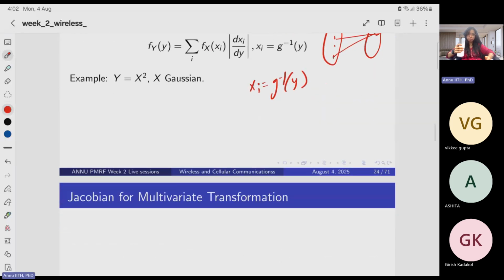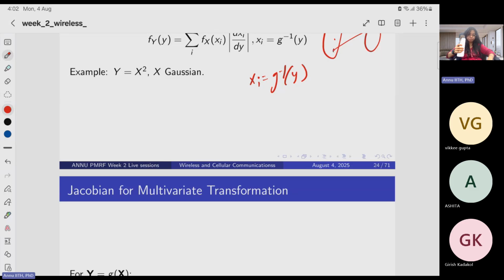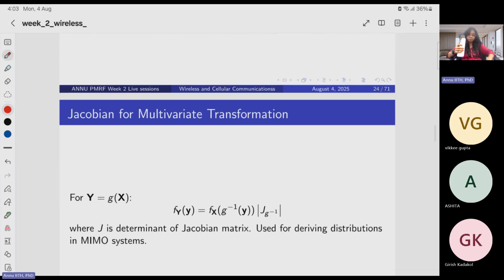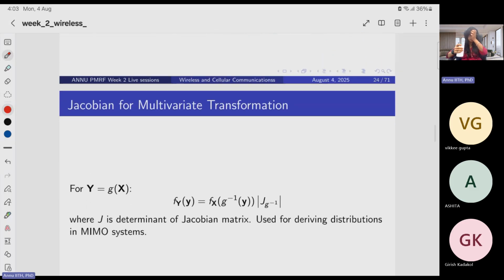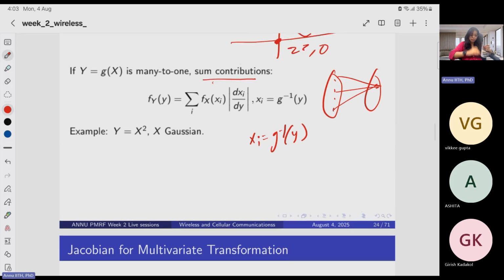For example, y is equal to x squared. This is many-to-one: two is mapping to four, and minus two is also mapping to four. So two values of the variable are mapping to the same output.